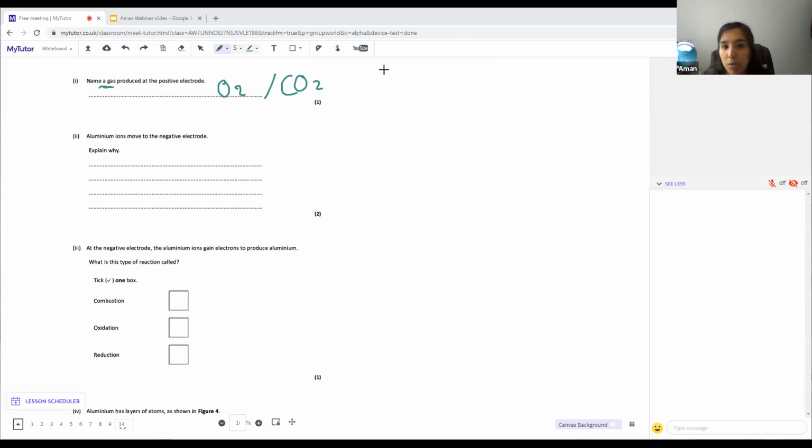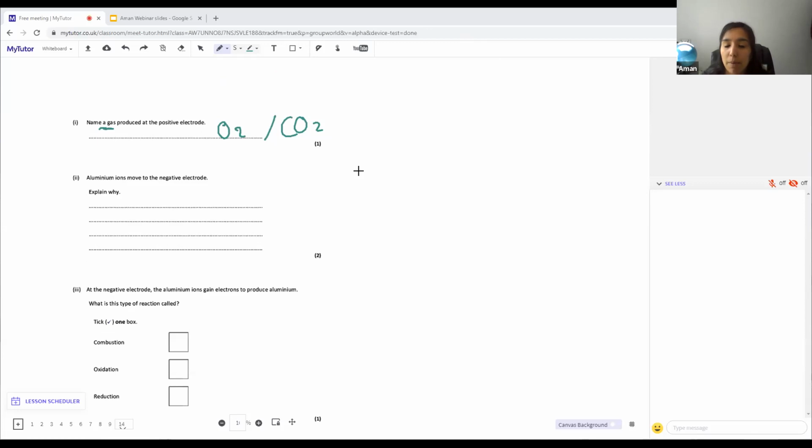So a couple of things that we need to say here. Someone's asking, why is oxygen produced? Oxygen is produced because when we do electrolysis of aluminium oxide, it's molten. So the non-metal ion is oxygen. So remember, when we do molten electrolysis, we essentially produce whatever's in that compound. So aluminium will be produced at the cathode and oxygen at the anode. It's not aqueous, that's why oxygen is produced.